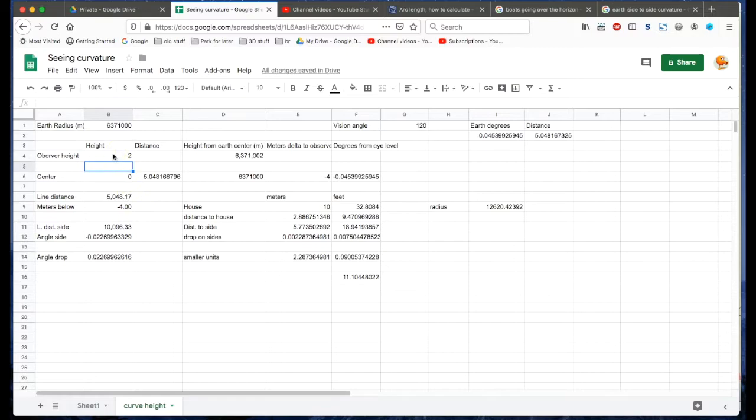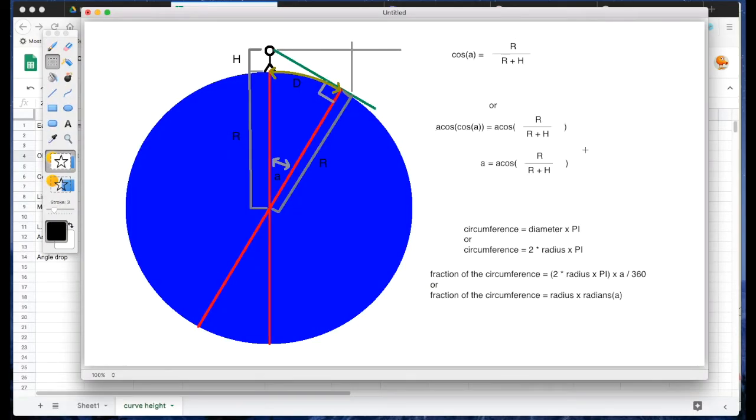The first thing that I want to do is calculate the distance I can see if I'm standing 2 meters above the surface of the water. So if I'm standing at the beach on a rock or something, and my eye happens to be precisely 2 meters above the water where I'm standing, I should be able to see a distance of 5.048 kilometers. And the way I calculated that was using this formula here.